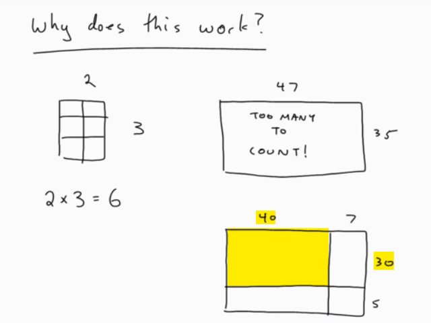40 times 30 is 1,200. 7 times 30 is 210. 40 times 5 is 200. And 7 times 5 is 35. The total number of squares in the entire rectangle is the sum of the number of squares in each of the 4 separate rectangles. And if we add up all these values, we will get the result 1,645, just as before. Both lattice multiplication and the more common multiplication algorithm are different ways of keeping track of this information.